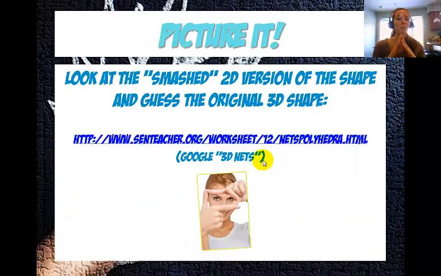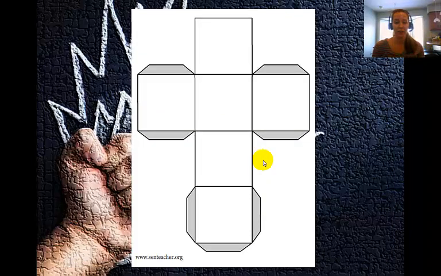So now I want you to picture it. Look at the smashed 2D version of this shape and guess the original 3D shape. So I took these slides from this website, or you can just Google 3D nets and you'll get some websites where you can see some different kinds of shapes when they've been flattened out. Okay, so what would this shape be? Now imagine that the gray is just where you would maybe cut out and glue over.